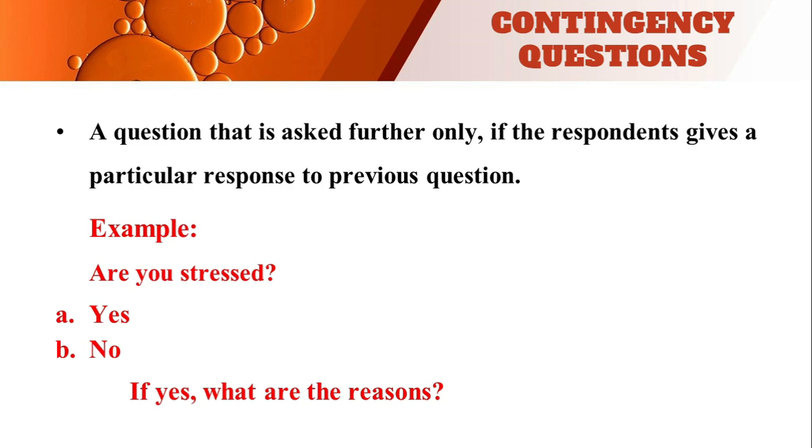For example, are you stressed? We can say yes or no. If I say yes, I am stressed, then what is the cause for the stress? So like that, from that question, we generate another question depending upon the answer given by the respondent. This is the best example for a contingency question.